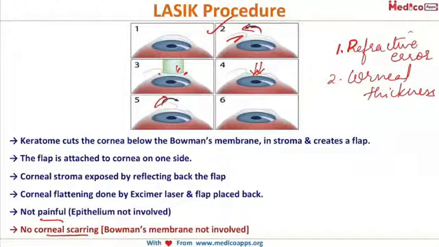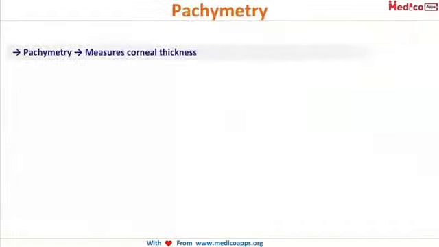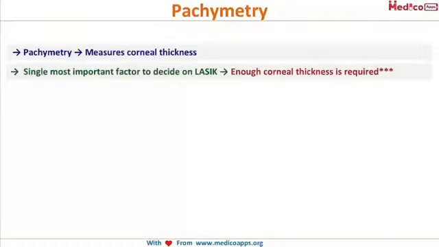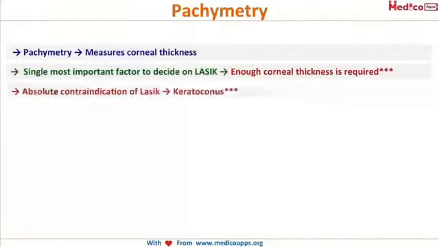Now that we have spoken about corneal thickness, we have to mention this procedure called pachymetry, which allows us to measure the corneal thickness. Pachy means thickness, so we measure the corneal thickness with pachymetry. It is the single most important factor which decides how much you are going to ablate in LASIK. So there is a stipulated amount of thickness that is required so that you can call a patient eligible for LASIK surgery. However, an absolute contraindication for LASIK surgery is keratoconus. Please remember this, it can be asked. An absolute contraindication.